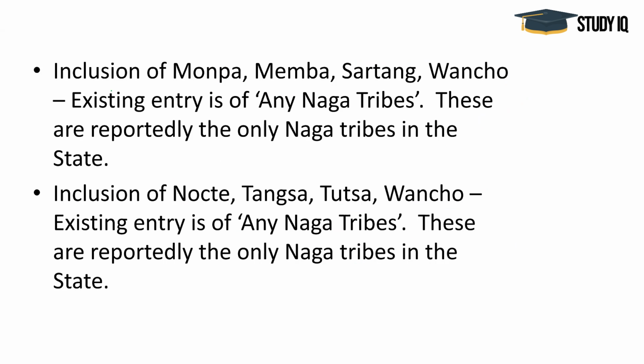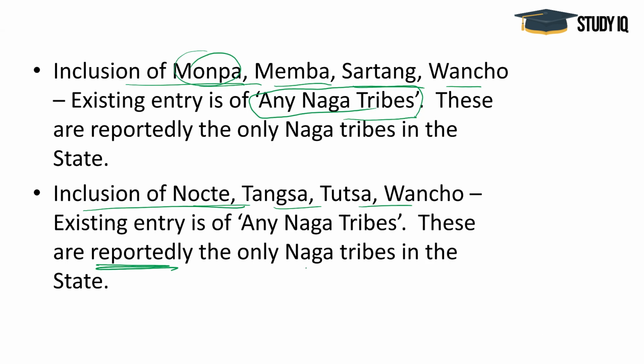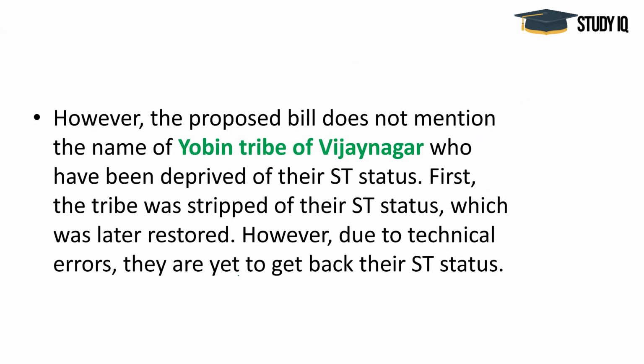So now they are including these tribes: Mompa, Memba, Sartang, Vancho, Nongte, Tansa. Because when they had written just "Naga tribes", they have now specifically mentioned which Naga tribes, because reportedly the mentioned tribes are the only Naga tribes present in the state. So that is the reason they are doing this.